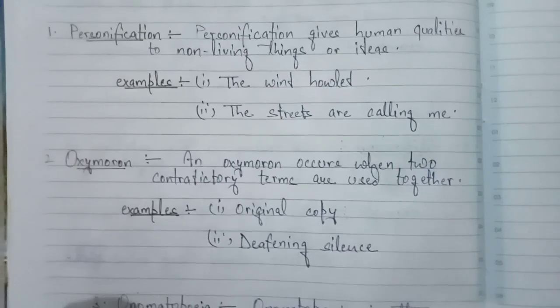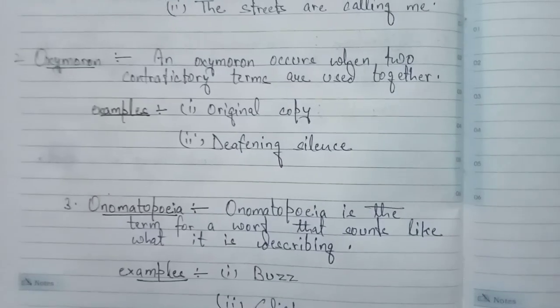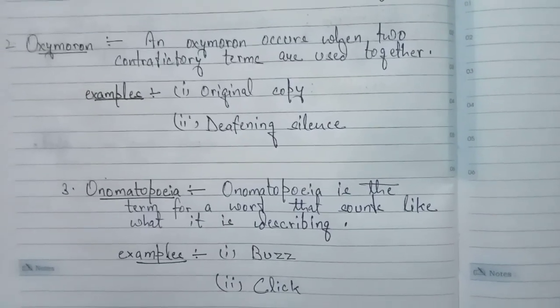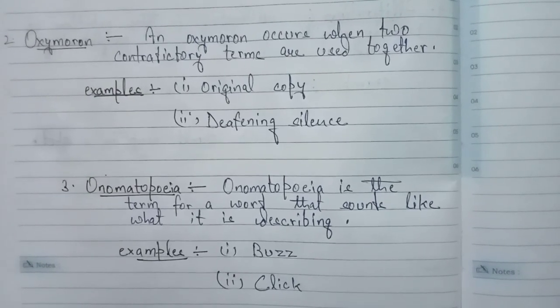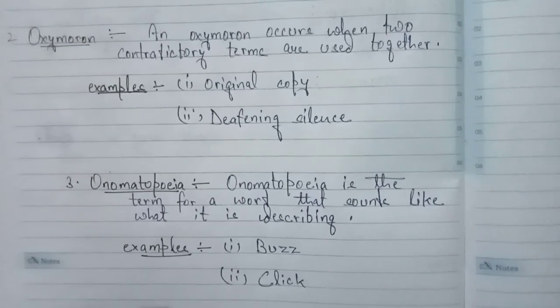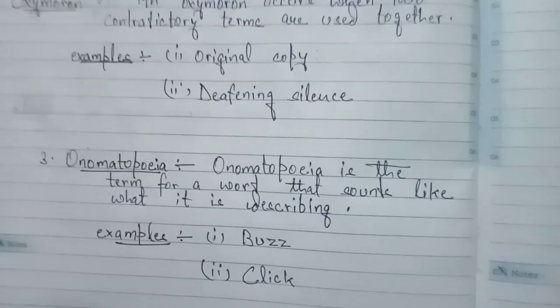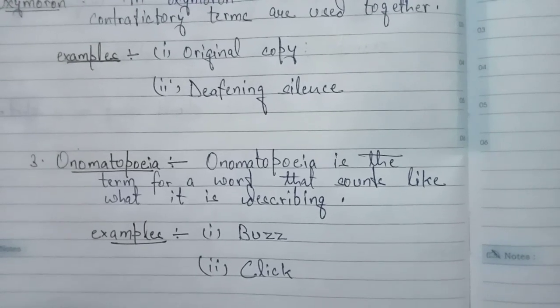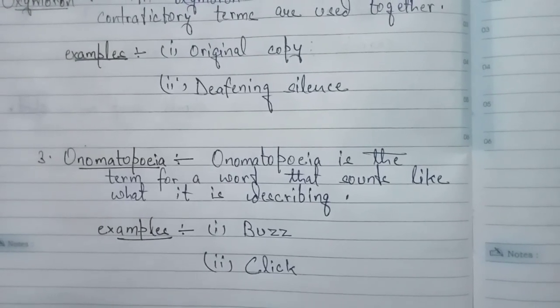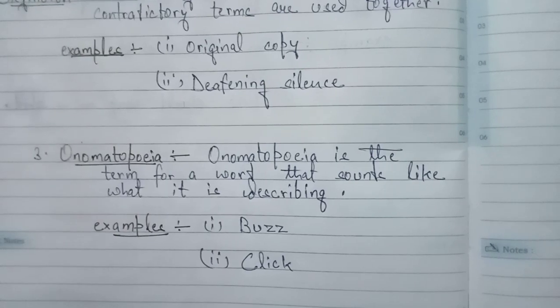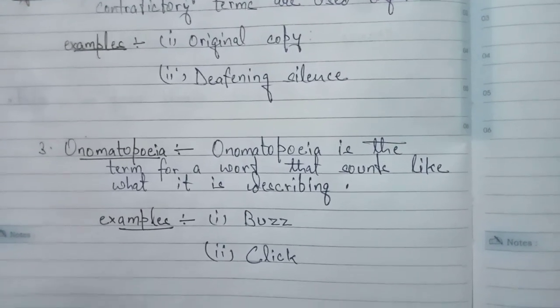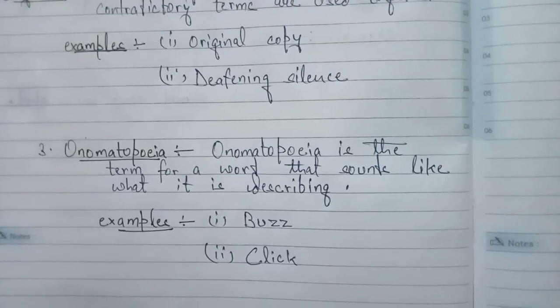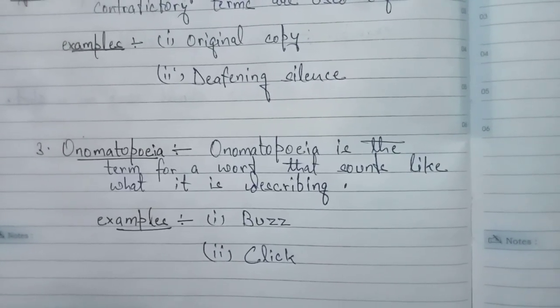Okay, moving on further to the next figure of speech, which is onomatopoeia. Onomatopoeia is the term for a word that sounds like what it is describing. Okay, so onomatopoeia is a figure of speech which uses a word to describe a sound. For example, number 1, buzz.